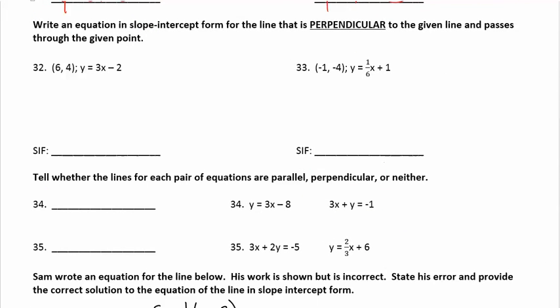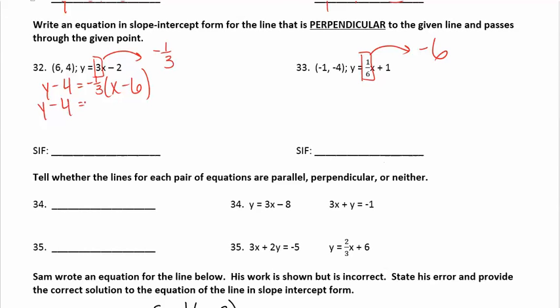Now we're writing in slope-intercept form the line that's perpendicular. So remember, when it's perpendicular, we're going to take the negative reciprocal of the slope. And you might want to just do that right away so that you don't forget. So we're using negative 1/3 and we're using negative 6. So it's y minus 4 equals negative 1/3 times x minus 6.